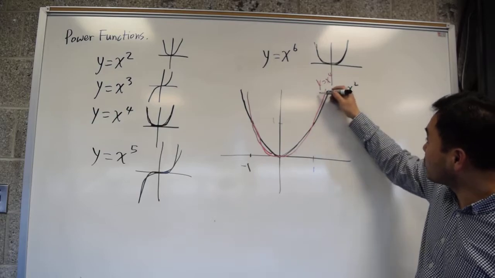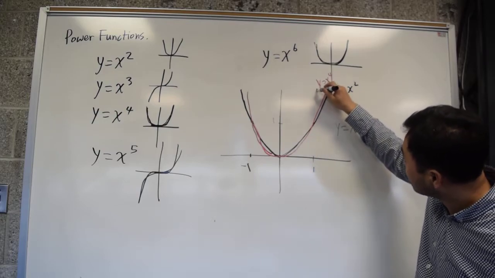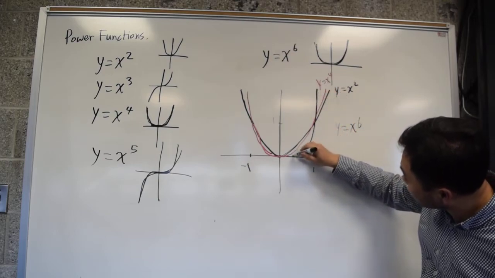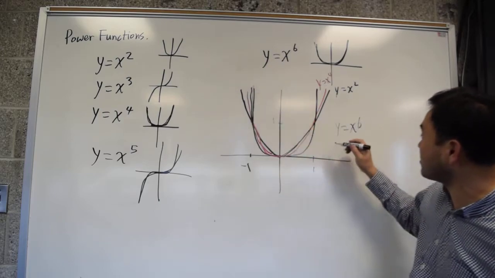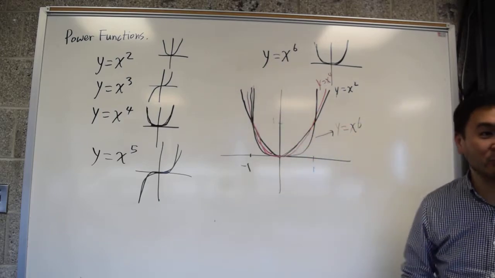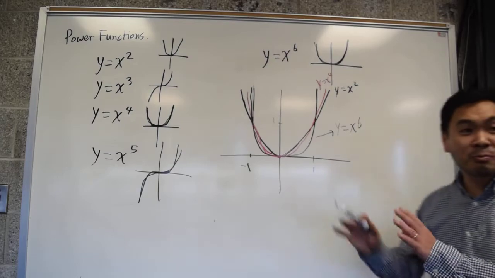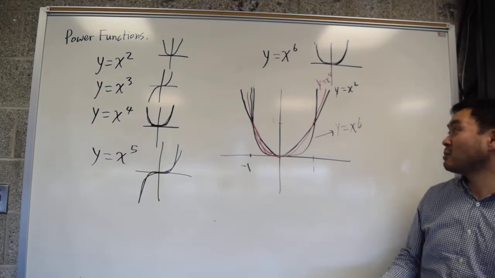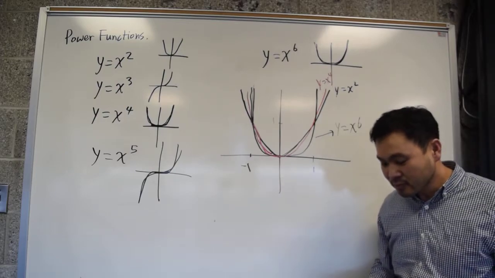If you have y equals x to the sixth, then it'll be even more flat in the middle. Go up very fast. So that's your y equals x to the sixth. So you get the idea, right? They all look pretty much the same, but their flatness in the middle is different.